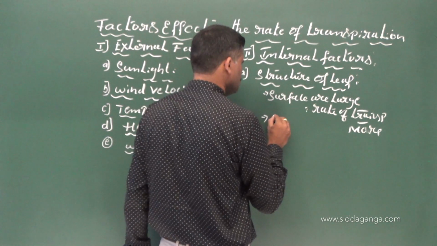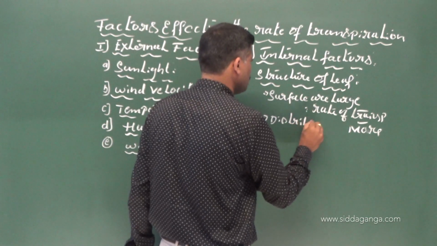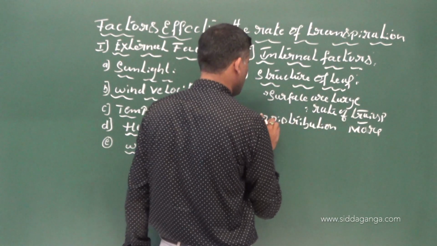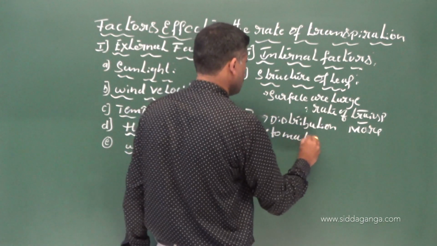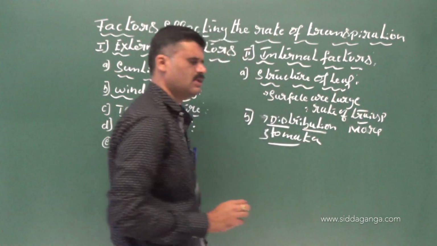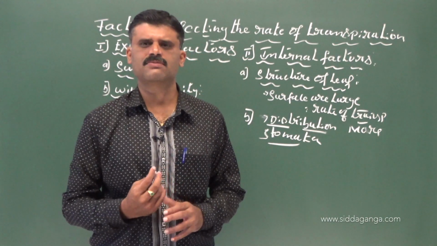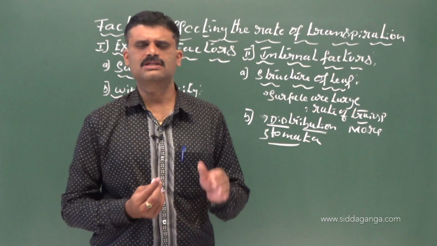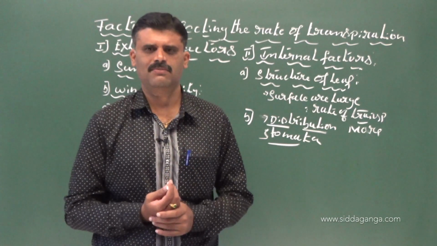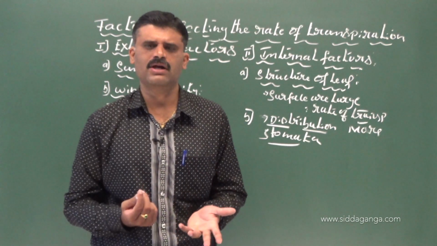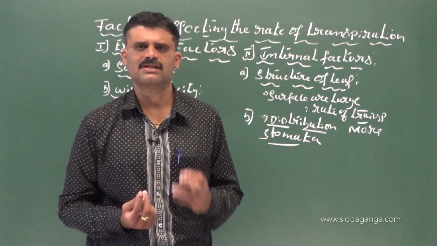Then, distribution of stomata. If stomata are present on both surfaces, then the rate of transpiration is more. If stomata are present only on the lower surface, then the rate of transpiration is less, as in dicot plants. And if a large number of stomata are present, the rate of transpiration is more. If a less number of stomata are present, the rate of transpiration is less.